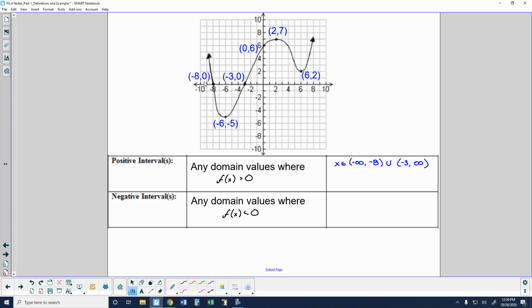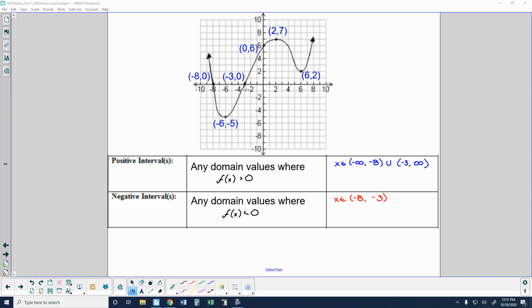Remember, at -8, the y value is 0, so that's not positive or negative. So it's going to start just on the other side of -8. So this is going to go from -8, and then it's going to continue. Let me trace through here. It's going to continue to be negative, negative, negative, negative. And then when it gets back to the x-axis, it's no longer negative, so it stops being negative at -3 on the x. Now again, we're listing the x values that lead to negative y values.